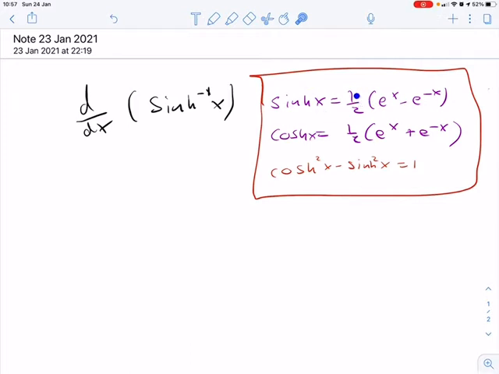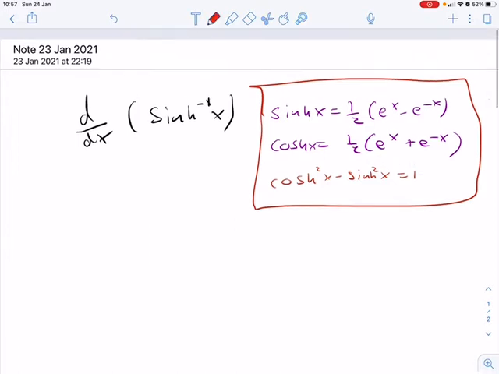Sinh x is a half e to the x minus e to the minus x, and cosh x is a half e to the x plus e to the minus x, and we have that cosh squared x minus sinh squared x is 1.